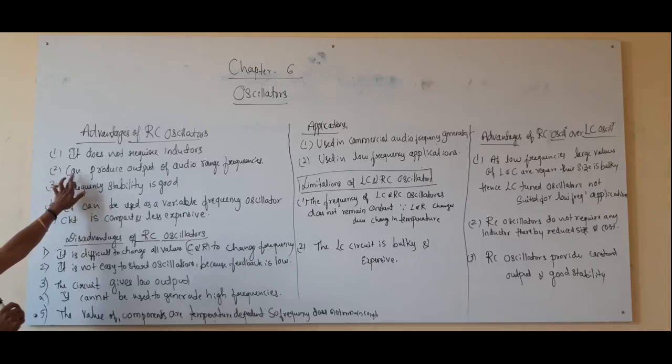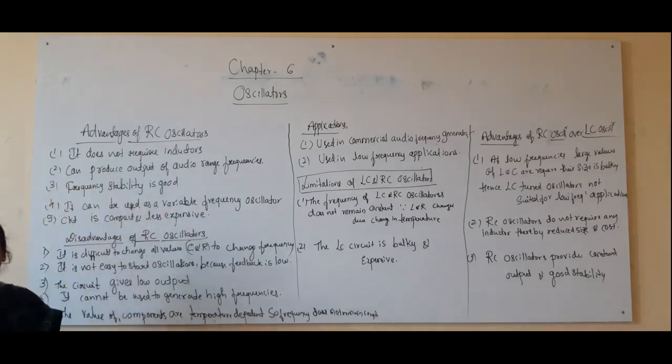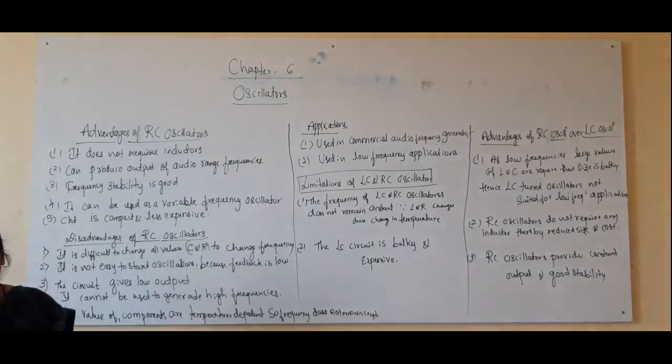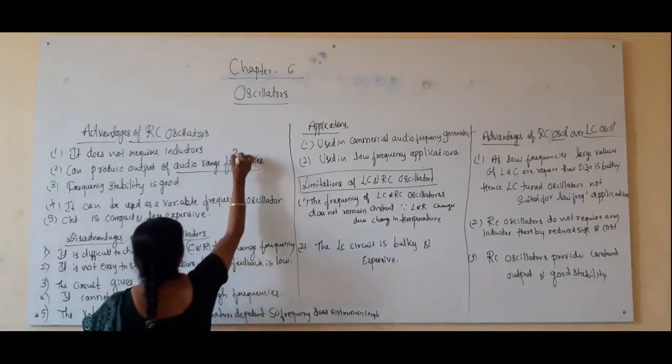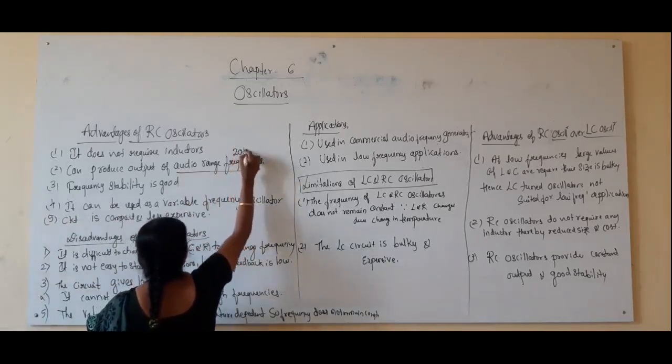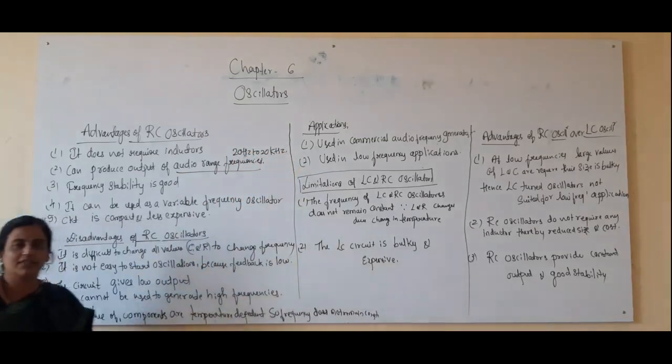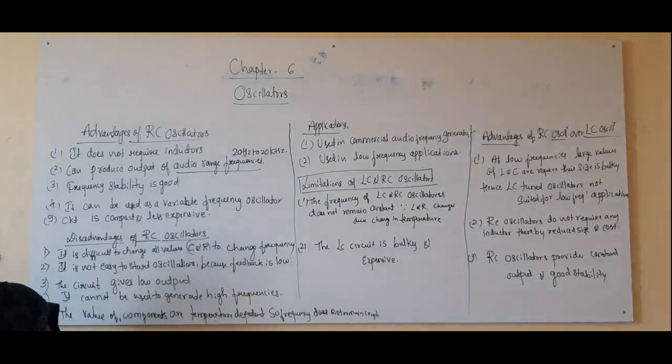Next, it can produce output of audio range frequency. RC oscillators are used for generating audio frequencies. Audio frequencies means low frequencies, in the range of 20 hertz to 20 kilohertz. These are small or low frequency signals, so we call them audio frequency signals. In order to generate the low frequencies, we employ RC oscillators. That is the second advantage.